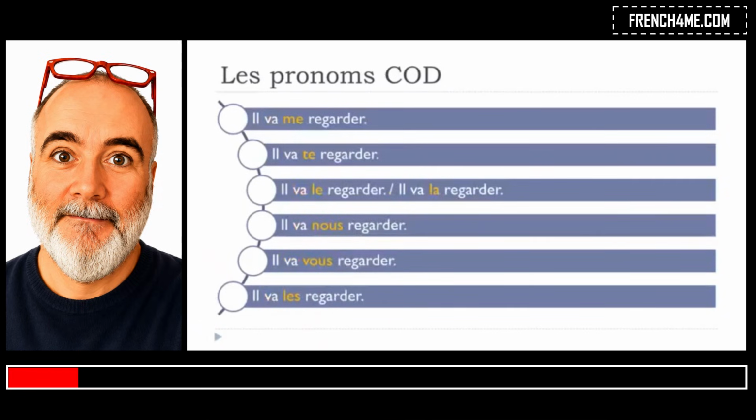I've put the same sentence in the near future form, just to show you that the pronoun should come before the second verb. Il va me regarder, so he's going to look at me. Il va te regarder. Il va le regarder. Il va la regarder. Il va nous regarder. Il va vous regarder. Il va les regarder.